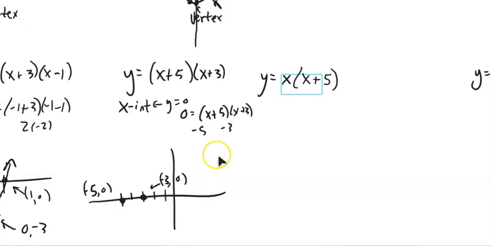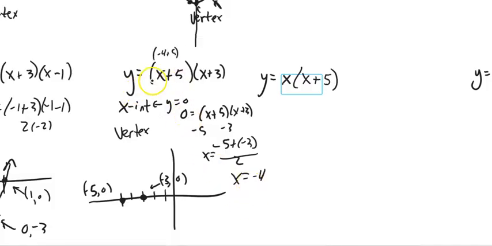Okay, so next thing I'm going to do then is, I could find my vertex next. I could find my y-intercept next. I think I'll find my vertex next. The vertex is going to be halfway between those points. You might just see that it's at -4. If not, add them together, divide by 2. So we get x equals -4. So plug that back into the machine to get the y part of that point. So -4 plus 5 times -4 plus 3. That's 1 times -1, which is -1. So this point right here at -4, -1 is my vertex.